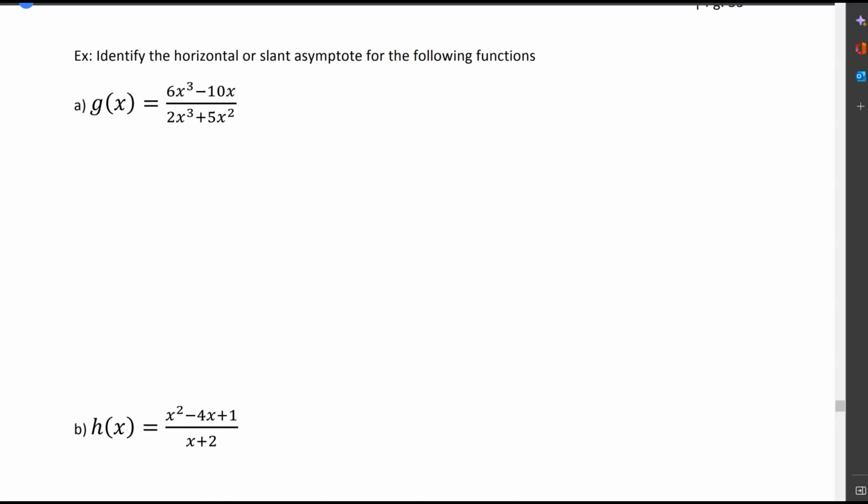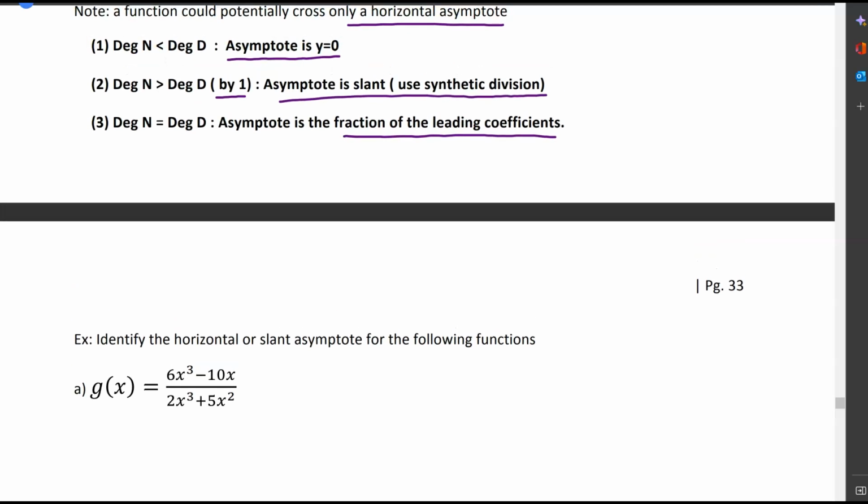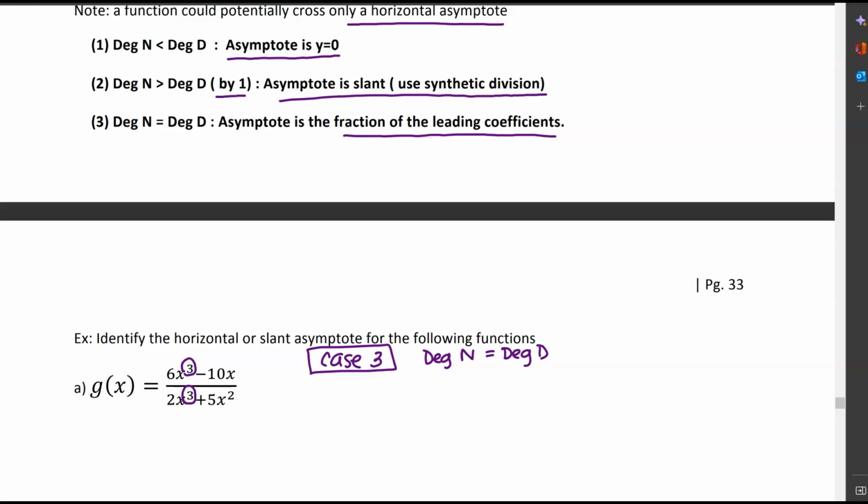Identify the horizontal or slant asymptotes for the following functions. So for A, we're going to take a look, right? So what do I have here? If I look at the 3 options, I look at the degree of the top, I have a 3. Degree of the bottom, I have a 3. So in this case, I'm in case 3, right? Because the degree of the numerator is equal to the degree of the denominator.